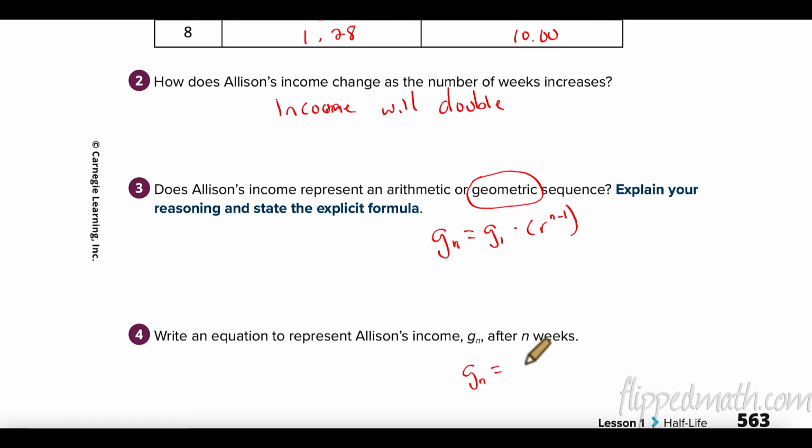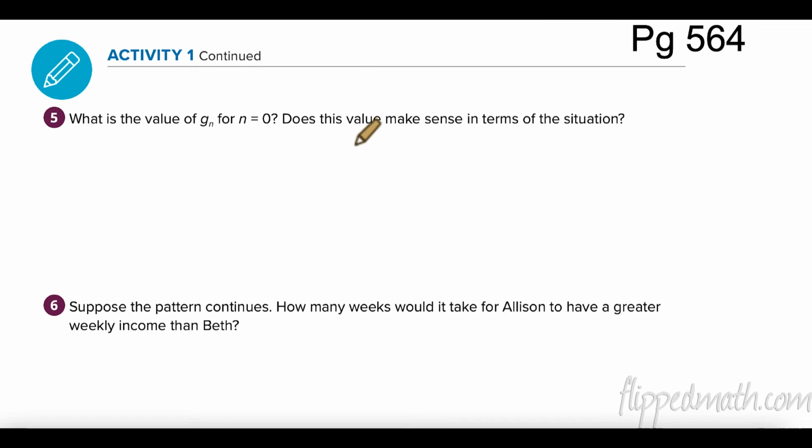Our first week, that would be 0.01, right? Times our common multiplier to the n minus 1. Our common multiplier this time was 2 because she doubled her salary. All right, so now what is the value of g sub n for n equals 0? So we know that g sub n equals 0.01 times 2 to the n minus 1. All right, so g sub n equals 0.01, 2 to the 0 minus 1.